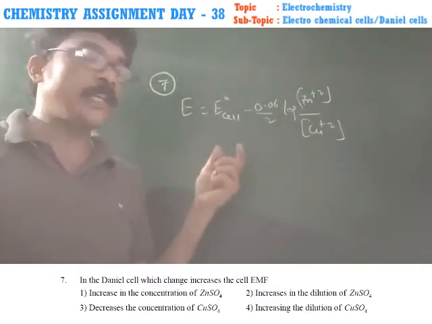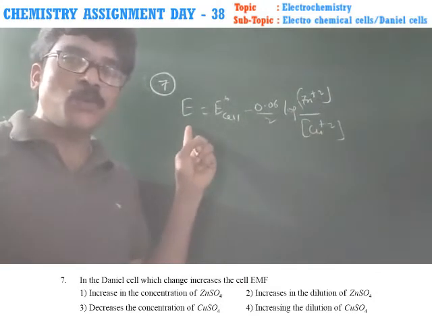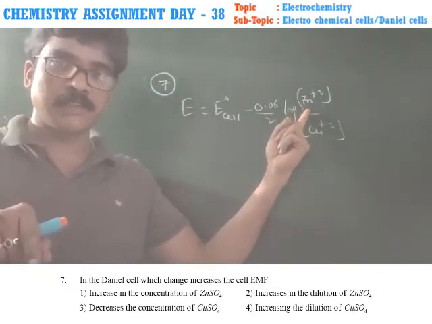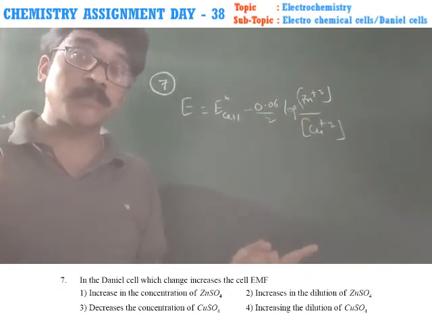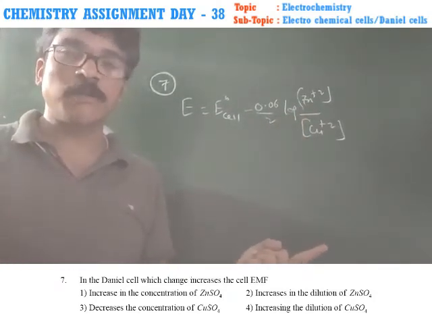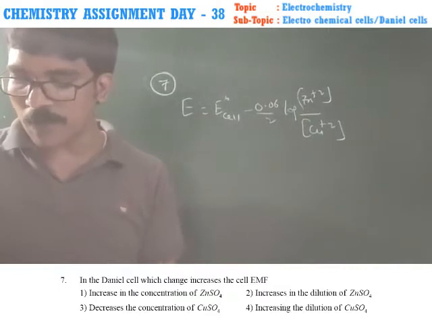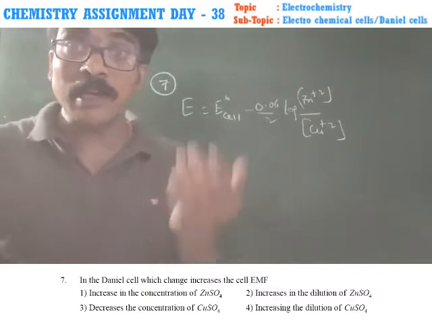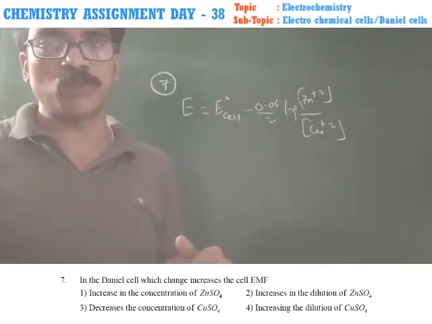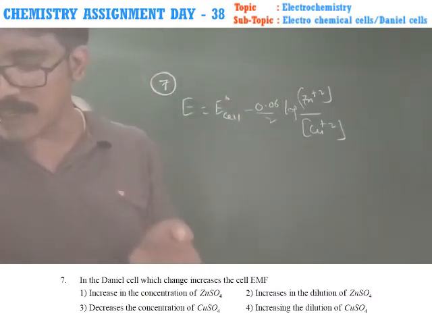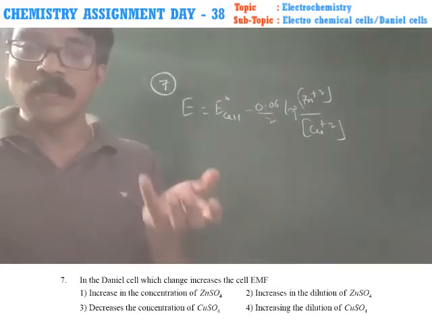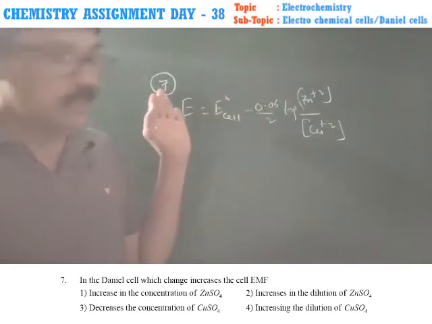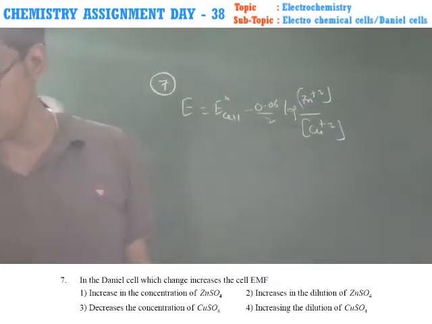By using this expression, to increase the E value, Zn plus 2 concentration must decrease or copper plus 2 concentration must increase. By observing the options, only one option, increase in the dilution of Zn plus 2, is nothing but a decrease in the concentration of Zn plus 2. Yes, that is the answer: increase in the dilution of ZnSO4. Dilution increase is nothing but concentration decreases. If concentration decreases, E value increases.